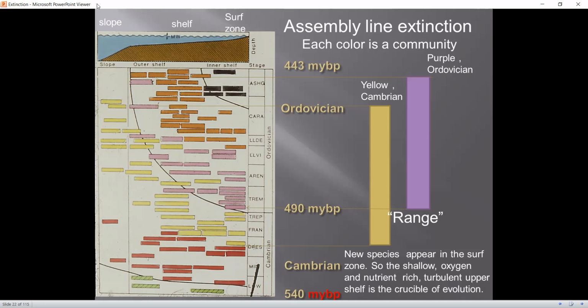Let's say we've got a range of animals here. Each little colored bar is not an individual. It's a community, not a population, but a community of several. It's got predators, it's got scavengers, and so forth. And they first appear down here. This yellow one appears in the Cambrian.